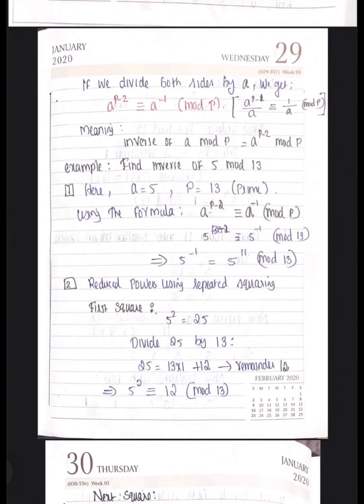Now move on to the example. Find the inverse of 5 mod 13. Here a will be 5 and p will be 13. 13 is prime. Using this formula, a raised to p minus 2 is congruent to a raised to minus 1 mod p. Apply these values. a is 5, p is 13. So 5 raised to 13 minus 2 is congruent to 5 raised to minus 1 mod 13.